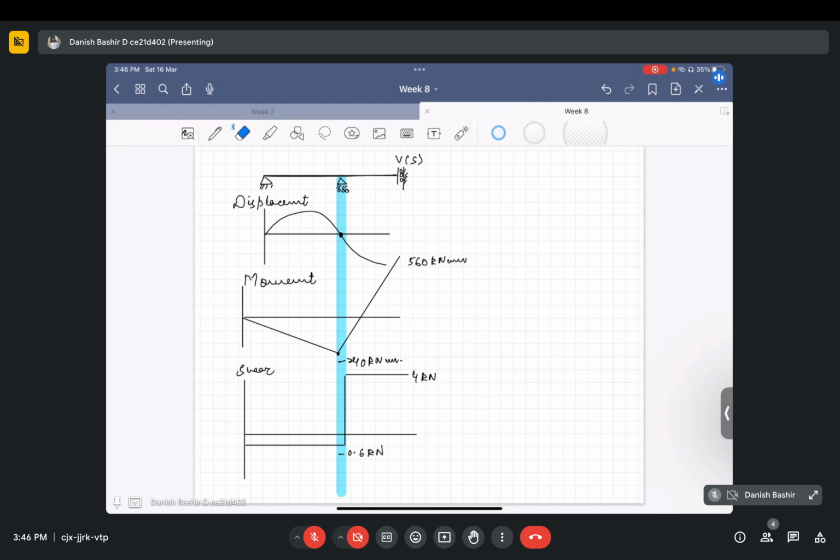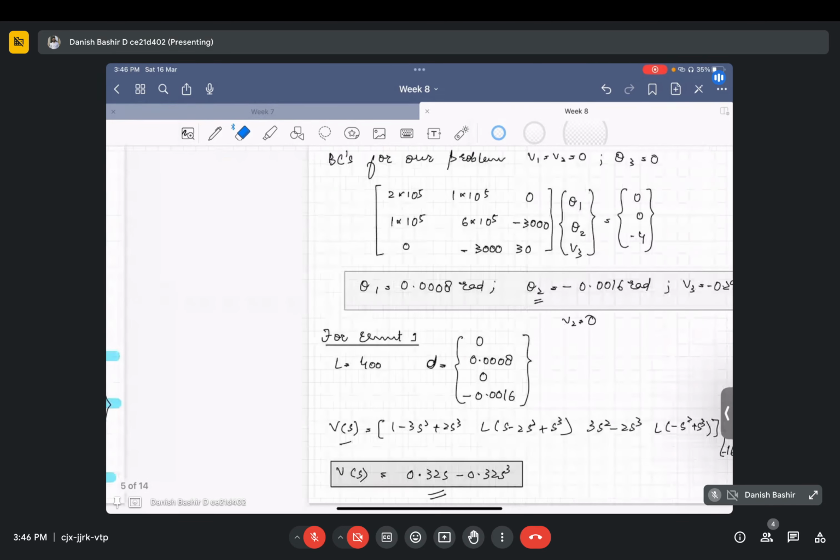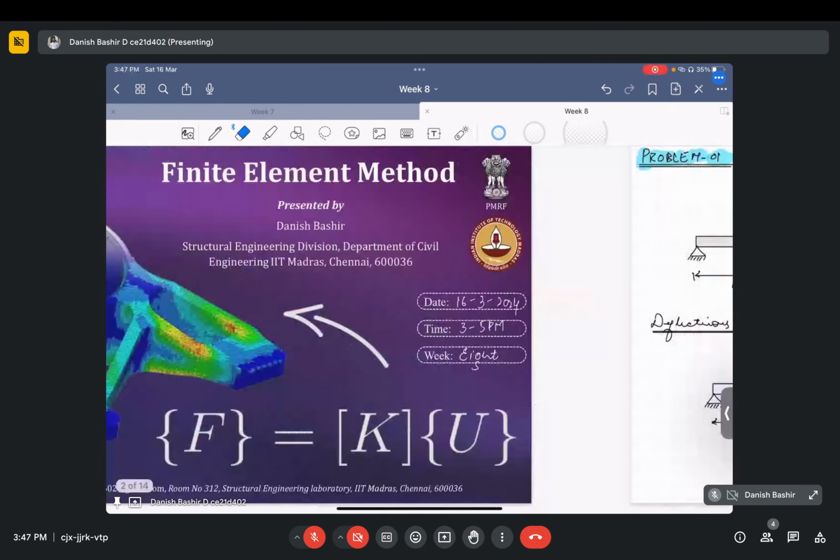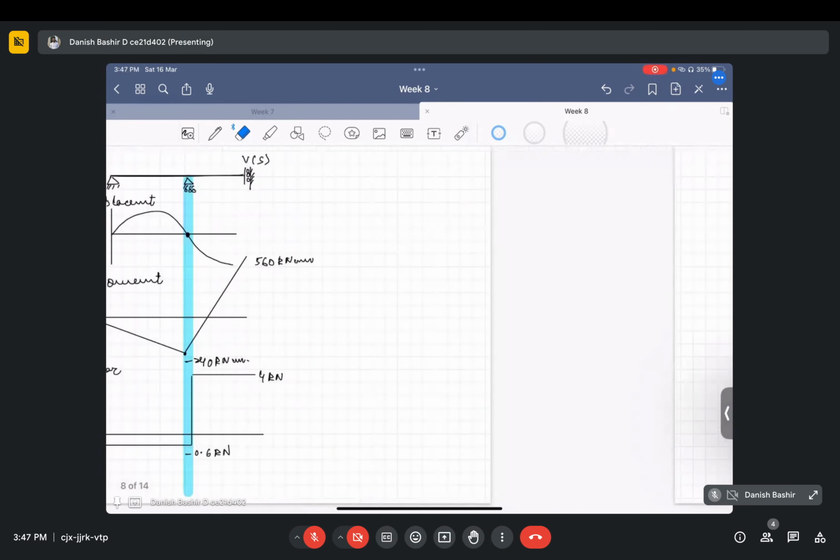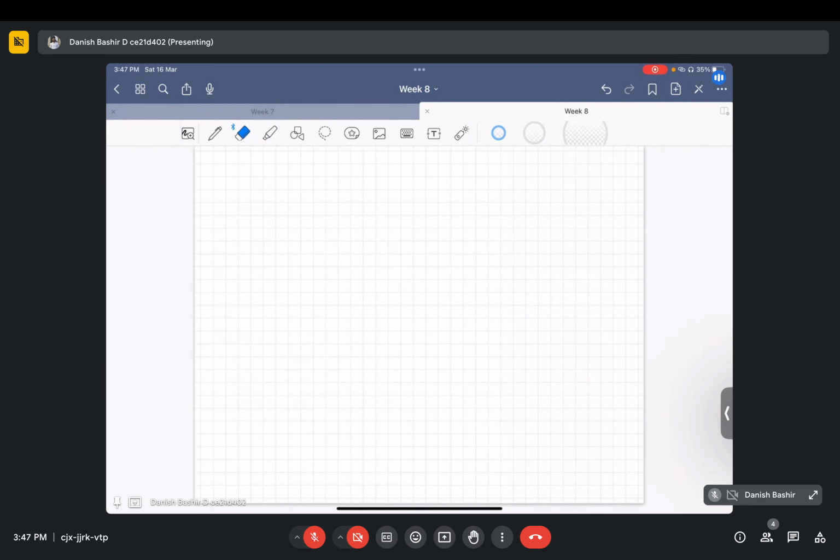I think this was all within the beams. I think the one more thing we are pending is the plane frame element. So now we will be seeing the plane frame element. Okay, this is beams. In beams, you can solve n number of problems. A similar approach you have to follow.